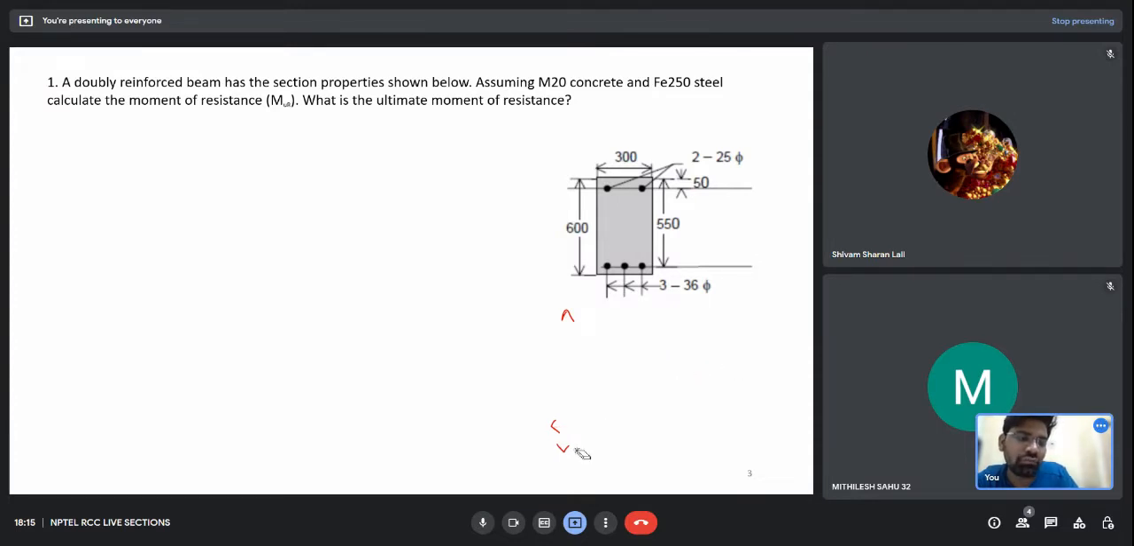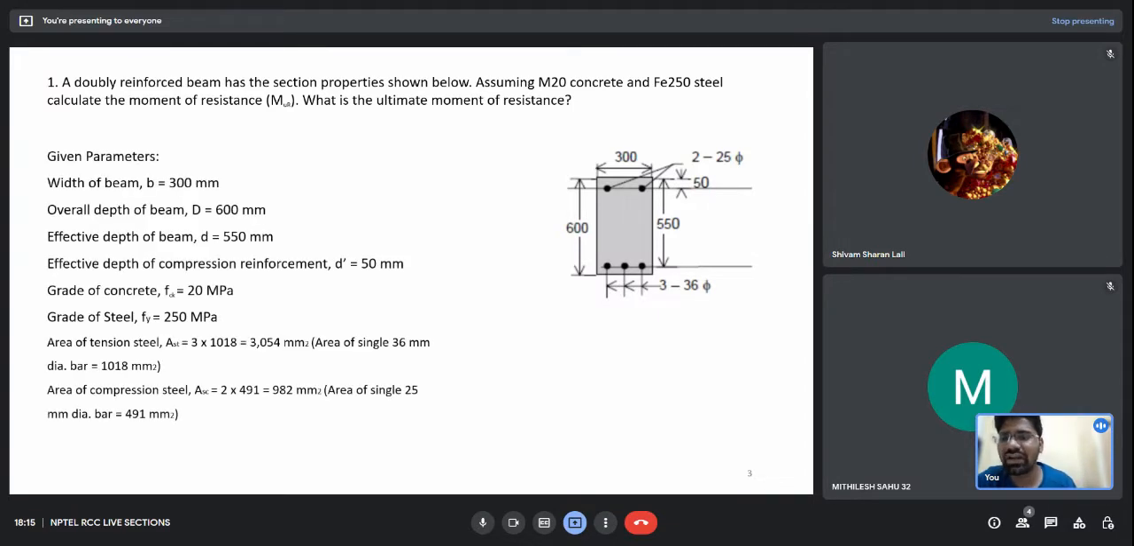And firstly we need to find whether our section is over reinforced or under reinforced. So these are all the given data. The width of the beam is 300 and 600 is the overall depth, while the effective depth is 550. The cover is mentioned as 50, the cover at the top. We have the grade of concrete and grade of steel, and here I have calculated for you the area of tensile steel and the area of compressive steel.